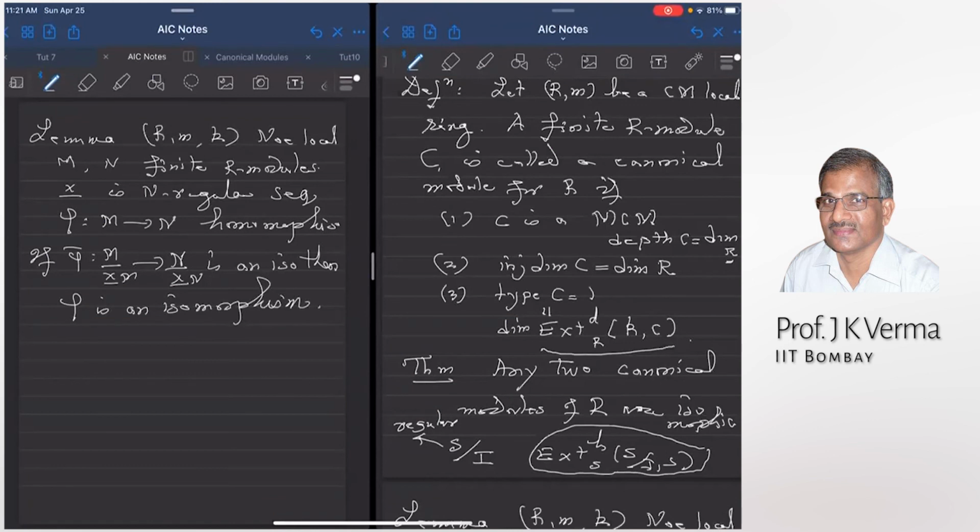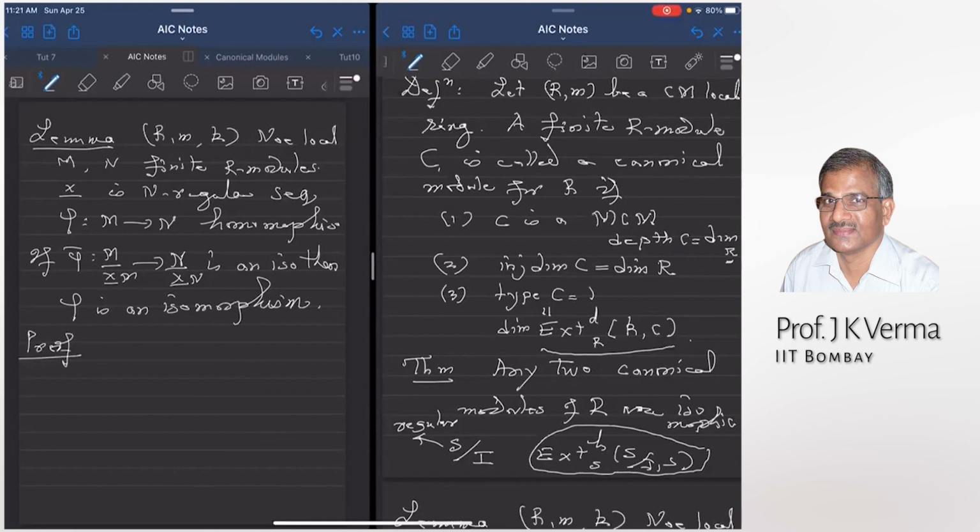We will ultimately use it to prove uniqueness of the canonical module up to isomorphism, by applying induction on the dimension, and the dimension can be reduced by going mod regular elements. So that's the technical lemma that we will need. So let's see a proof.